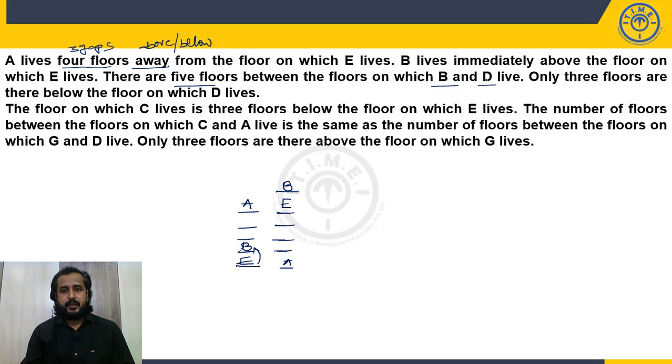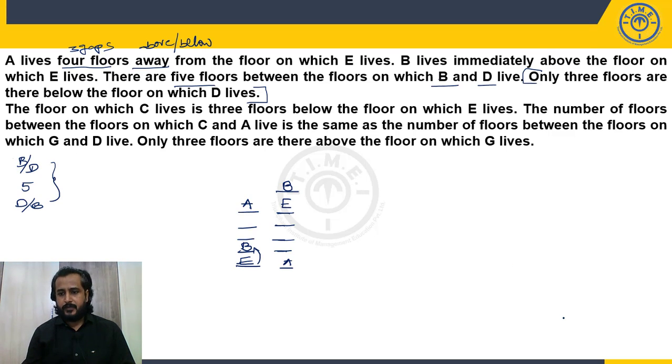That is fine. But whether B is above D or D is above B, that we don't know. But between B and D, how many will be there? 5 will be there. B or D, 5, D or B. Clear? And B is already in the arrangement. But above or below you may take. Again, it is leading to 2 more cases. But what is the immediate next clue? Only 3 floors are there below the floor on which D lives. So below the floor on which D lives, only 3 floors are there.